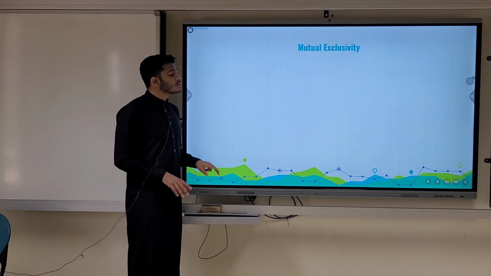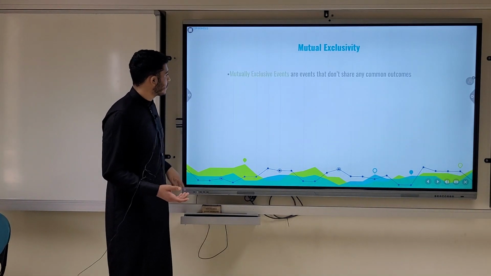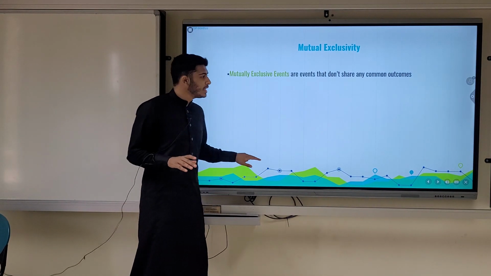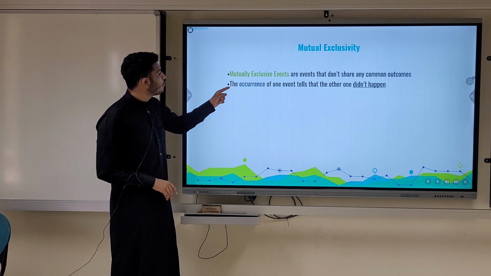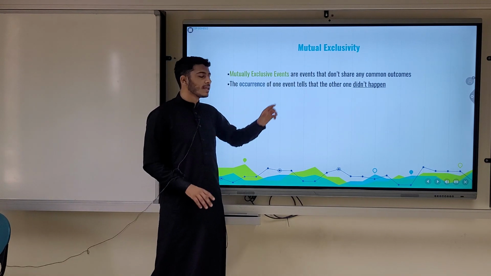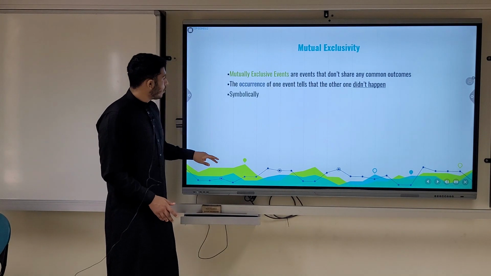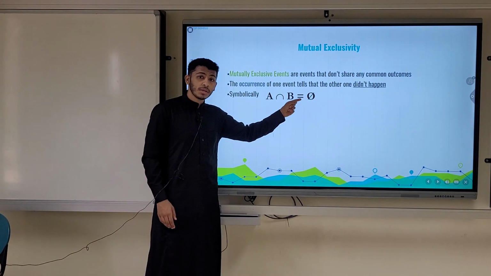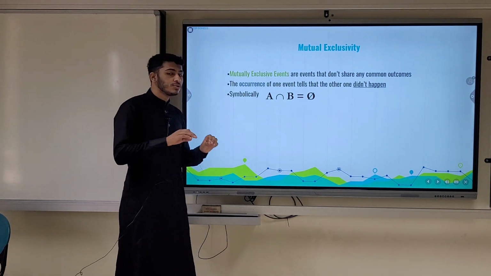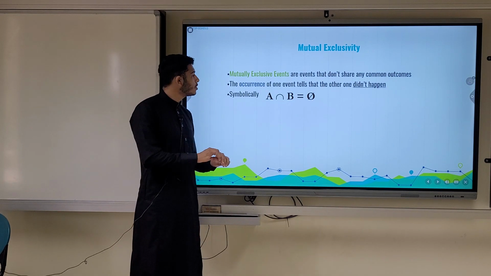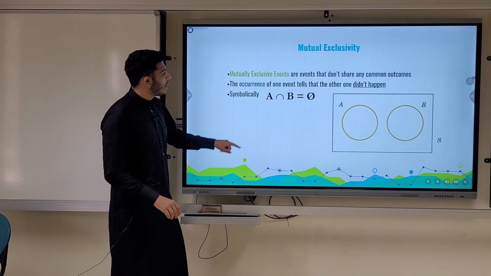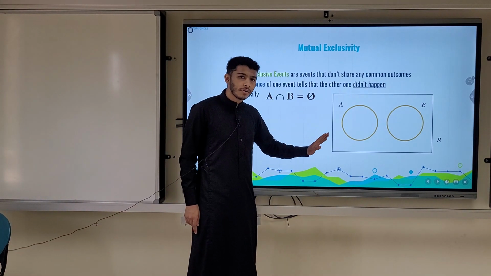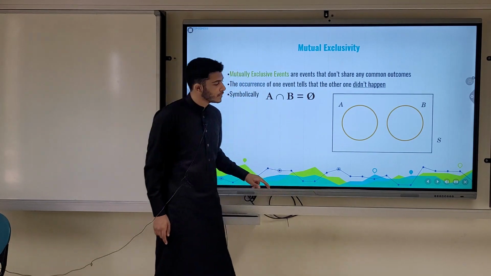So let's talk a little bit about mutual exclusivity here. Mutual exclusivity is when events don't share any commonalities. The occurrence of one of the events tells you that the other did not happen. Symbolically, it shows something like this. Remember the phi, this is the mutual exclusivity sign, where the two events have no intersection between them. We call them mutually exclusive. If we would like to show it on a Venn diagram, it looks something like this. There is no common ground between this event and this event at all.